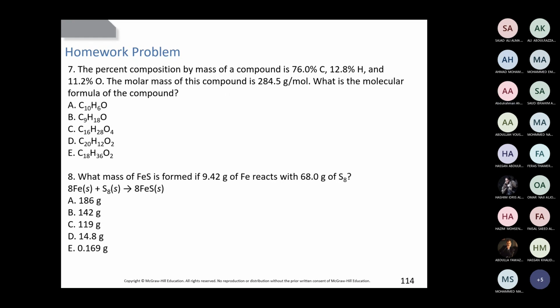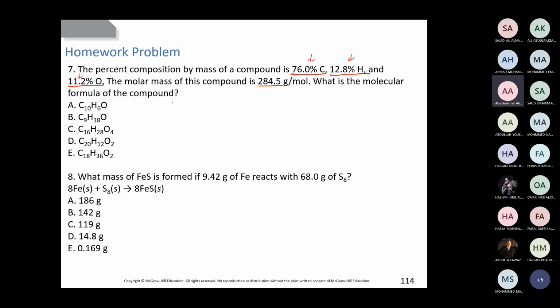7. Mass percent of carbon, 76.0%, for hydrogen is 12.8%, and for oxygen is 11.2%. And the molar mass is 284.5. What's the molecular formula? If I give you the percentage, what can you calculate? The mass. Yeah, but you can calculate what? The empirical formula.